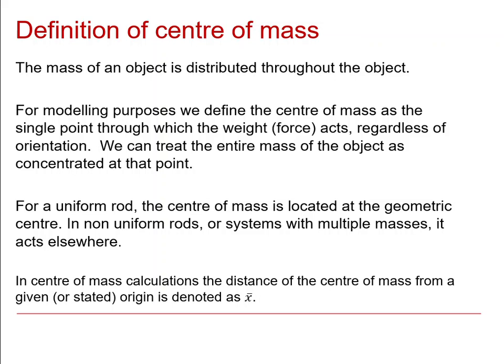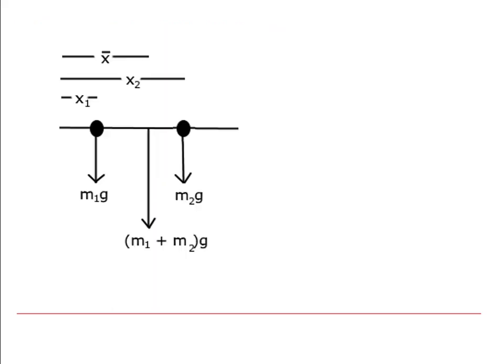Now if it's a uniform rod, it's obvious where it's going to be. It will be at the geometric centre. If it's non-uniform, we have a calculation to do or an experiment. In centre of mass calculations we use, by convention, the x with a bar on the top for the x coordinate of the centre of mass. That can be generalised to the y coordinate and so on, as we shall see.